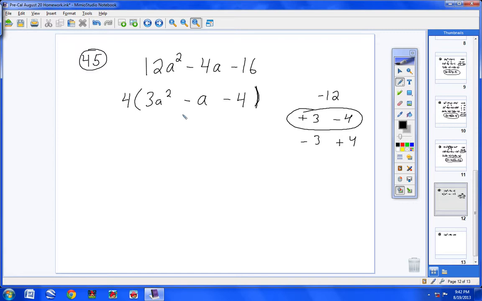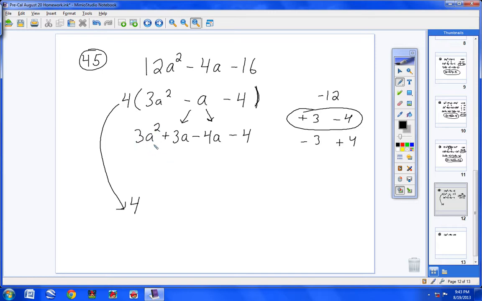So where this negative a is, and by the way, I'm not going to keep bringing this 4 down. I'm going to go ahead and do it right now. I'm going to put it right down here so I don't forget. I'm going to bring that 4 down for my final answer, and now I can just forget about it. Okay, where this negative a is, I'm going to write 2 terms. I'm going to put a positive 3a and a negative 4a. And then bring down your negative 4, and then bring down your 3a squared.